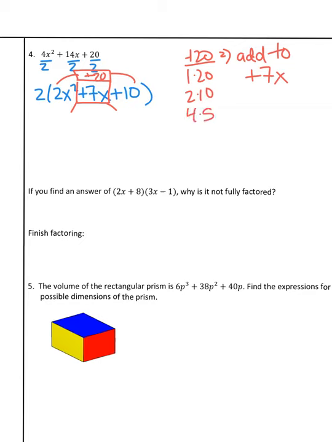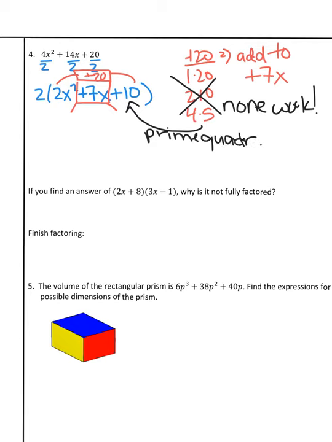Now, if I look at this and I check, 1 plus 20 is 21, not 7. 2 plus 10 is 12, not 7. 4 plus 5 is 9, not 7, right? None of these work. Right? If none of these work, then that means that the quadratic trinomial is a prime quadratic.